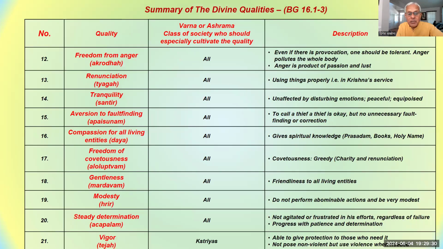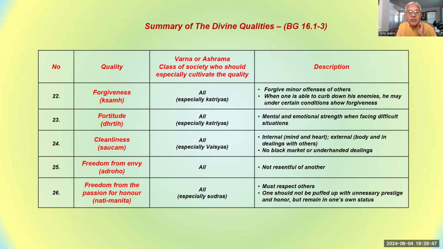So Krishna has specifically mentioned that teja, able to give protection to those who need it, not pose non-violent, but use violence when needed. And that is a quality of a Kshatriya, to kill the enemy, to rule in a just manner, to protect the weak persons. That is the quality of a Kshatriya.